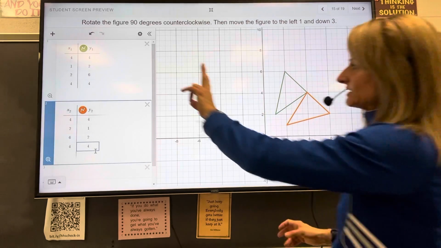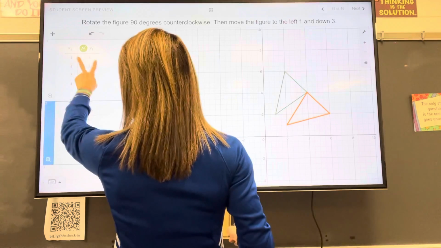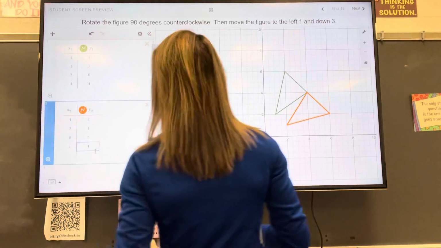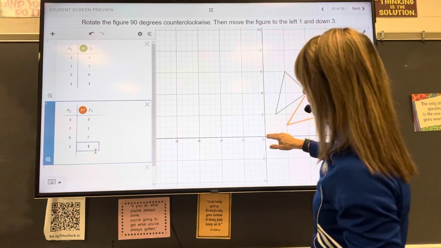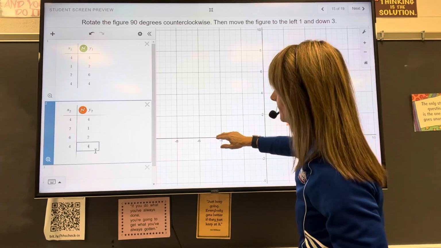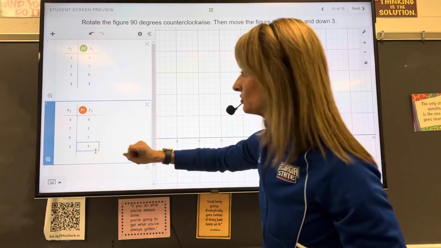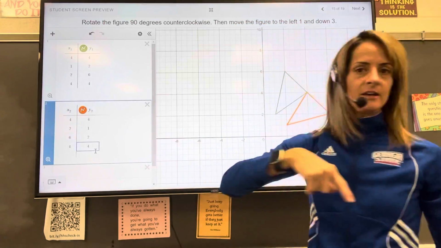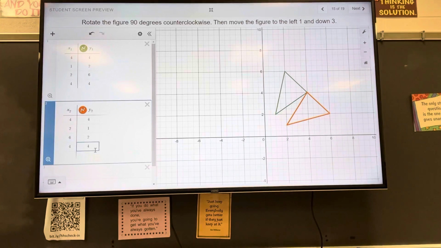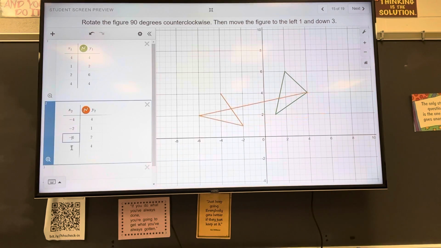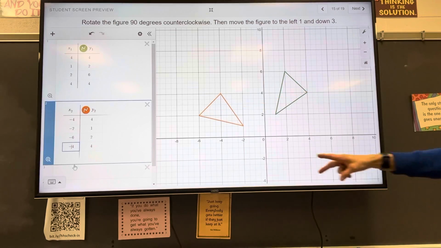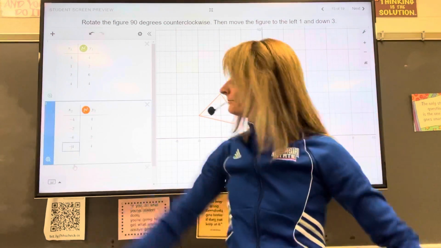So all I've done is just switch the location of the x and the y values. Now I have to look at the signs. The x's are going to be negative. The y's are already positive. So let me change those x values to be negative values, and they should be good. Booyah! Questions?